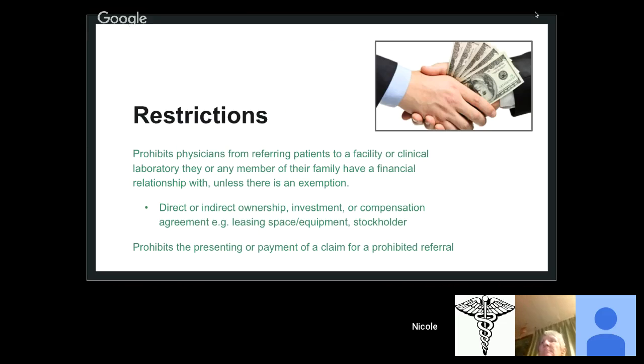The restrictions under this law specifically prevent physicians from referring patients to any facility or clinical laboratory that they or any member of their family has a financial relationship with, unless otherwise specified under the aforementioned exemptions. A financial relationship is defined as any direct or indirect ownership or investment, or any direct or indirect compensation agreement with a facility. Again, this can be personal or associated with a family member. This relationship can range from anything from a leasing agreement for a space to practice or equipment used to owning stock. It also restricts the presenting or payment of any claim that occurred due to a restricted referral.